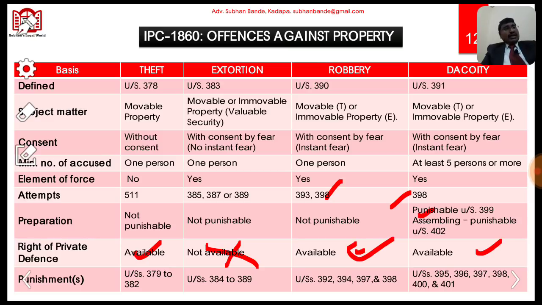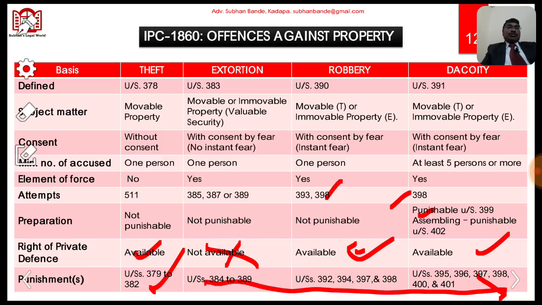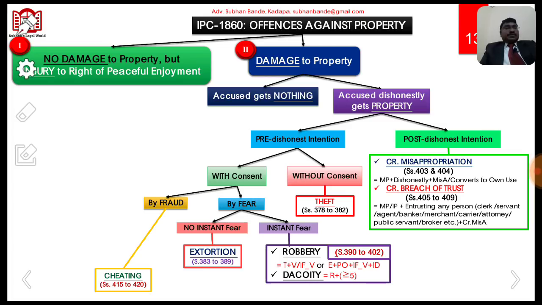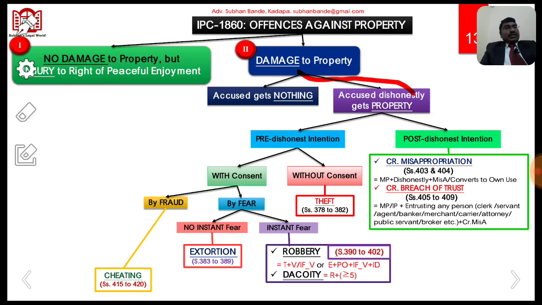In robbery and dacoity, the right of private defense is available. The punishments for theft are available under sections 379 to 382. Here, these are the sections which describe the punishments for extortion, robbery and dacoity. Friends, the next one under this category is where there is some damage to the property. The accused dishonestly gets the property, but the accused has post dishonest intention.